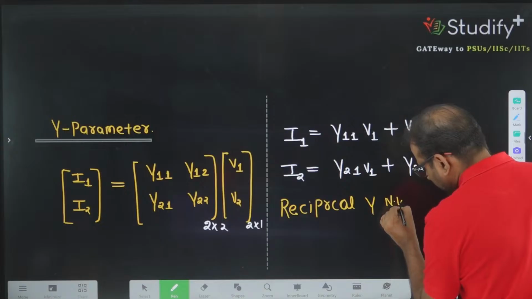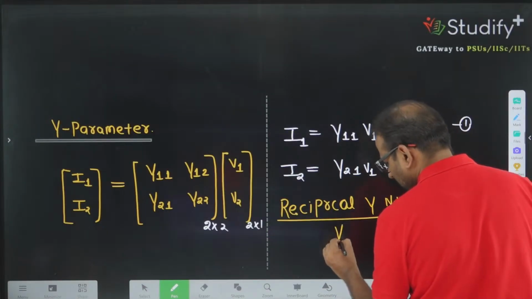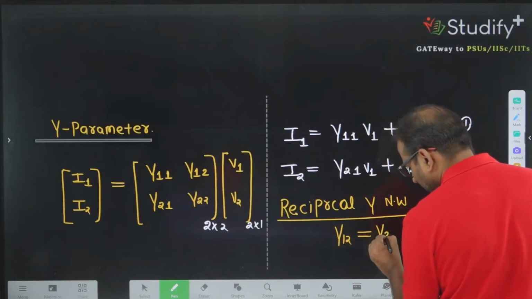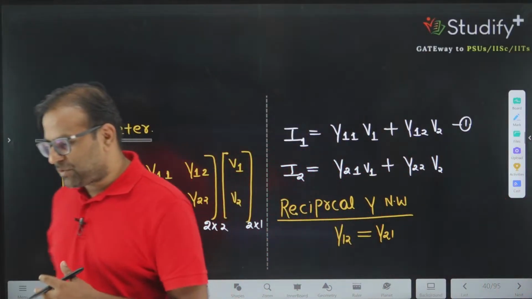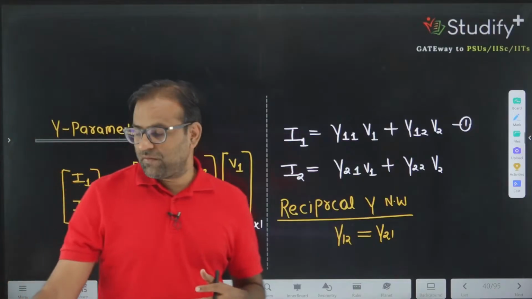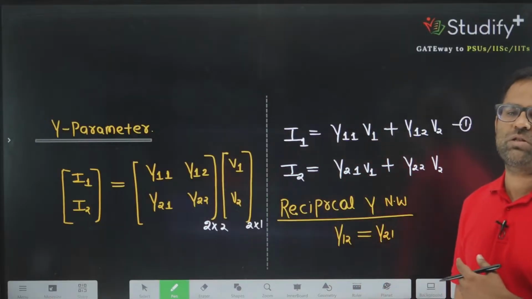A network will be a reciprocal Y network if Y12 is equivalent to Y21. And always remember, as I have told you, the reciprocity condition is always satisfied when your network is a resistive network. In case of dependent source, you have to check.